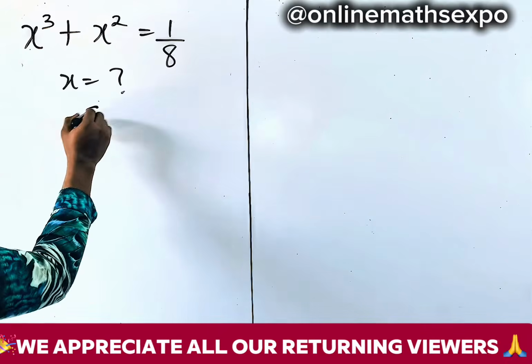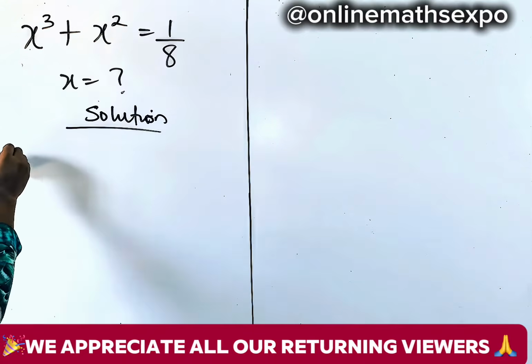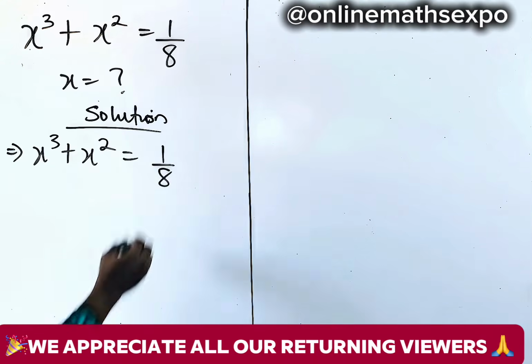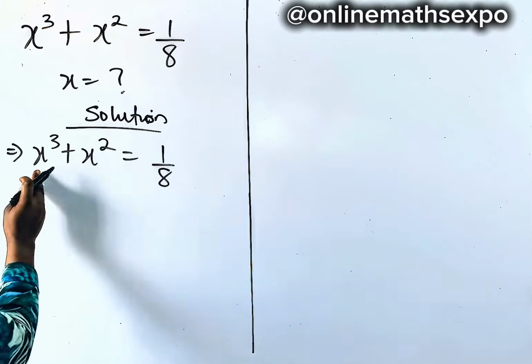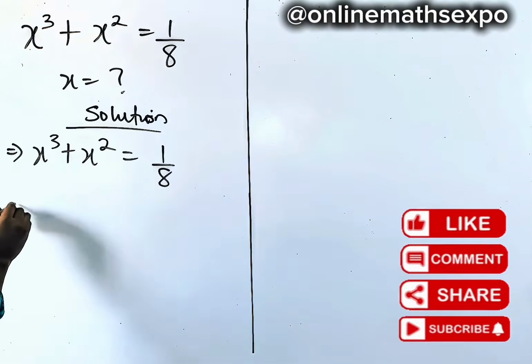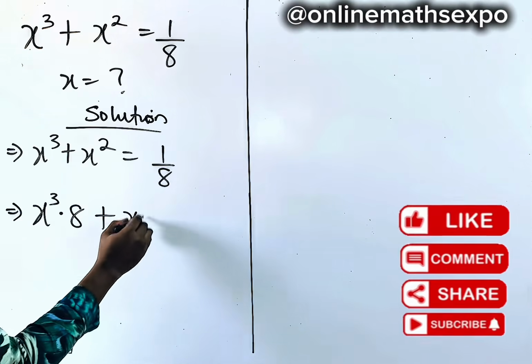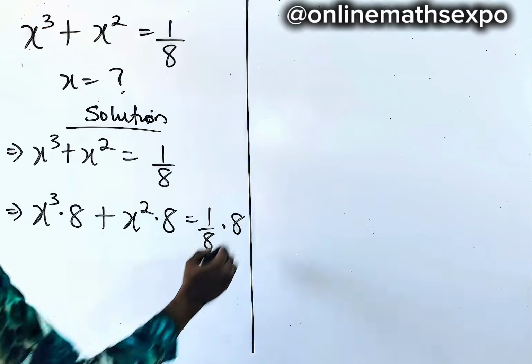So we're going to begin with our solution. This is what we have: x cubed plus x squared is equal to 1/8. First thing is to clear this fraction, so we're going to multiply each part by 8. So we have x cubed multiplied by 8 plus x squared multiplied by 8 is 1/8 multiplied by 8.